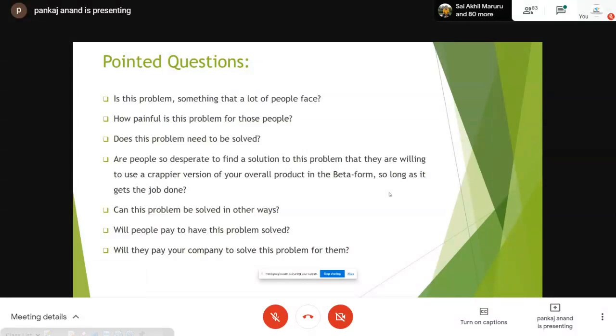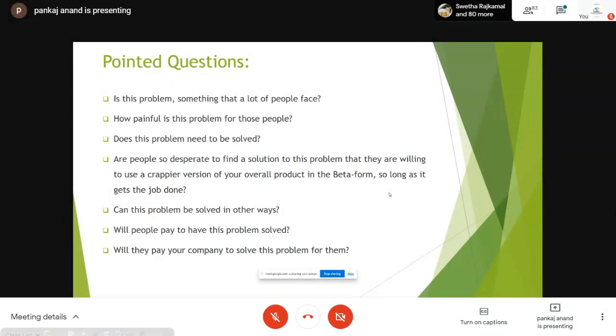The next pointed question could be, does this problem need to be solved? You might think somebody is facing this problem, but that might not actually be true. When you go to the market and ask people, it might be your own assumption, I would say. So you need to actually brainstorm whether this problem needs to be solved or not. If you do not brainstorm on this point, you are building a product which does not solve a great problem that people actually want solved. And if you do that, obviously your product will not go far.